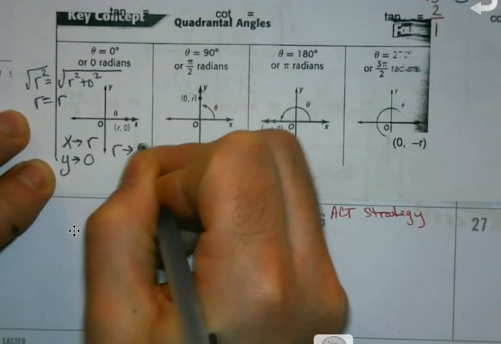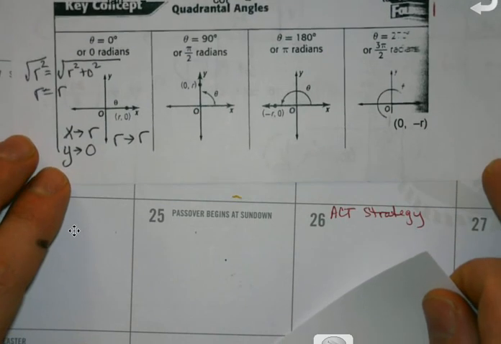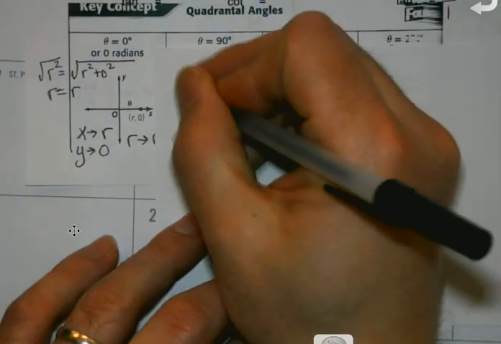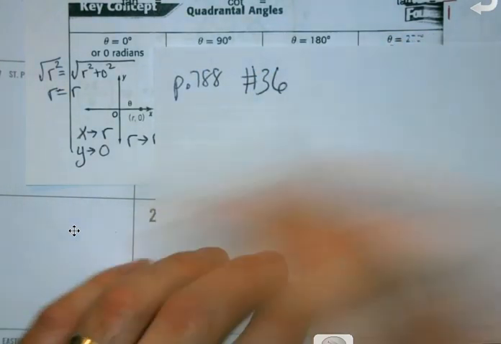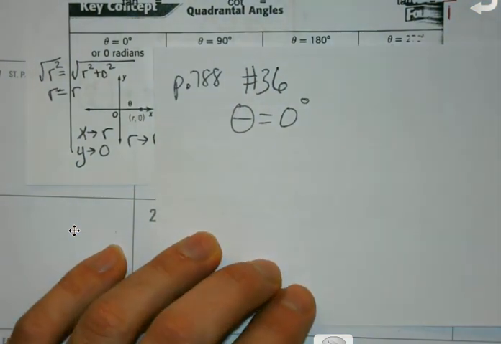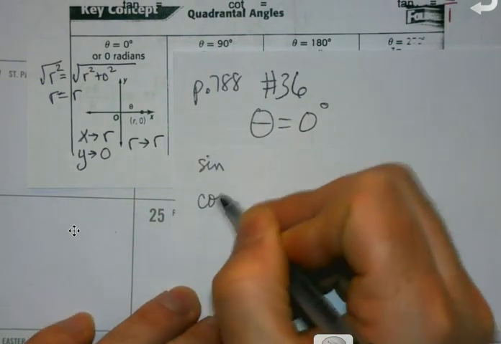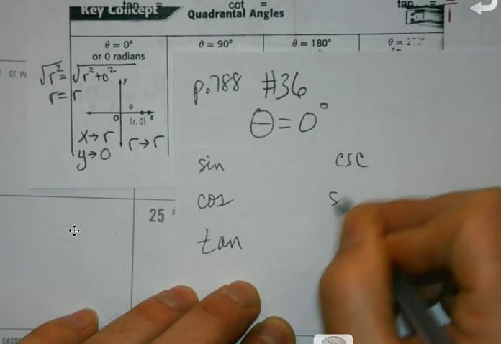You're like, okay, and how did that just help me exactly? Because now, when you look at number 36, it's going to work the same way. I'll put all of them up in a minute so you can see them, but this is the only one I'm going to be concerned with right now. So if we're doing number 36 and it says theta equals 0, evaluate the 6 trig functions. So I need to do sine, cosine, and tangent, and then their inverses.